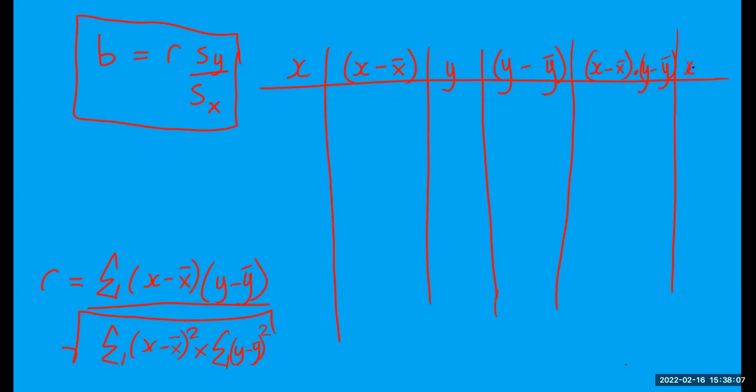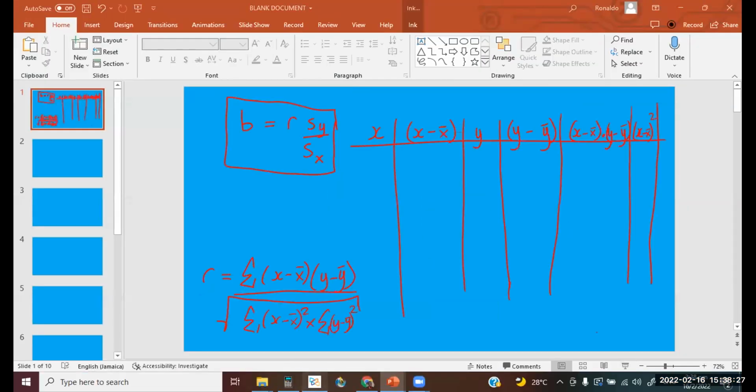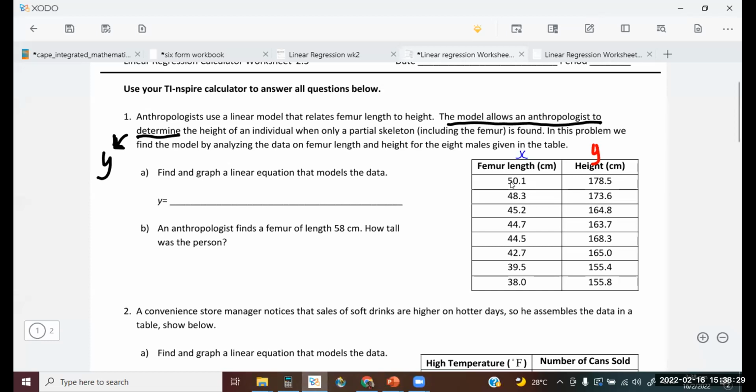Then we're going to need a column for x minus bar x squared. The square might not fit right here, so I probably have to continue it around, no problem. Let's just write out the x and y values so we don't have to come back. 50.1, 48.3, 45.2, 44.7, 44.5, 42. Let's do it one by one.